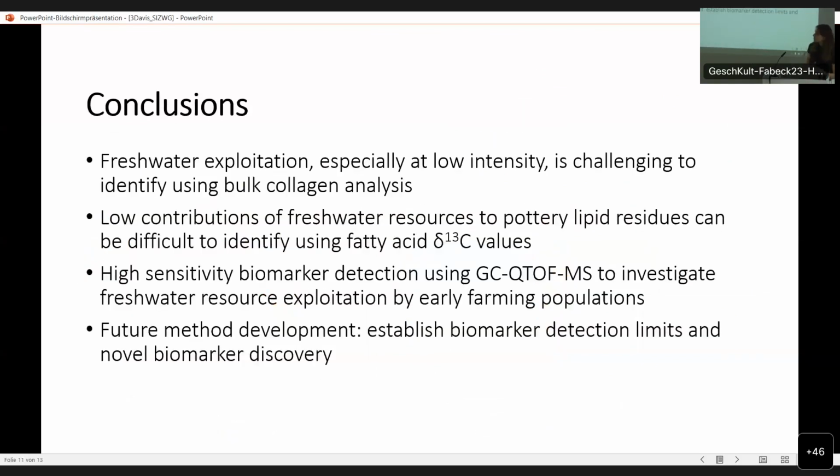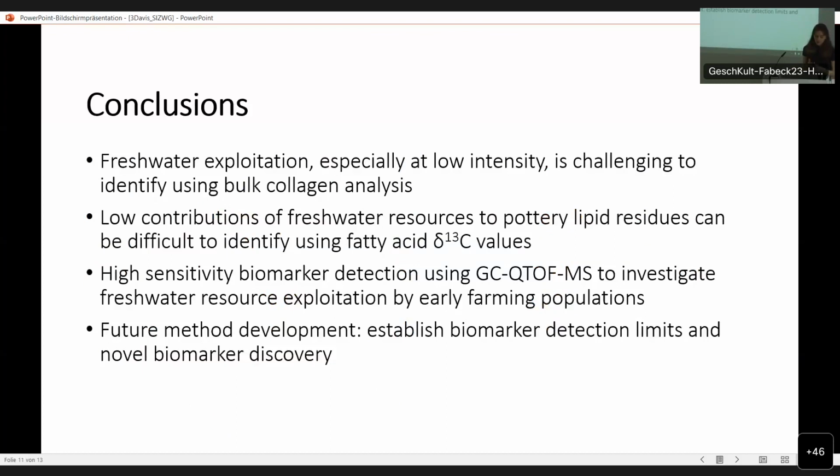So just to sum up, freshwater exploitation, especially at low intensities, can be quite challenging to identify using bulk collagen analysis of carbon and nitrogen. And those low contributions as well can be difficult to identify using fatty acid delta 13C analysis from pottery lipids.